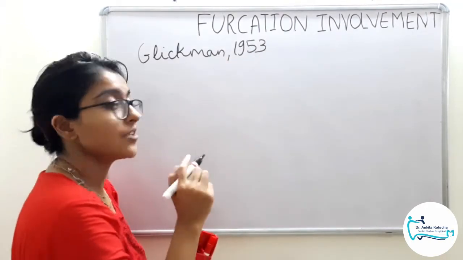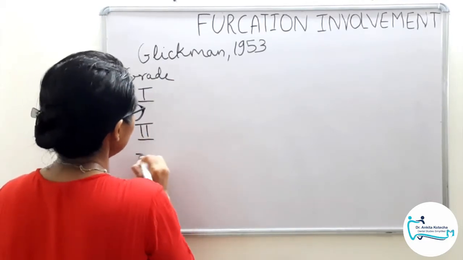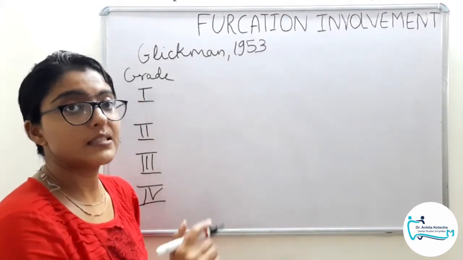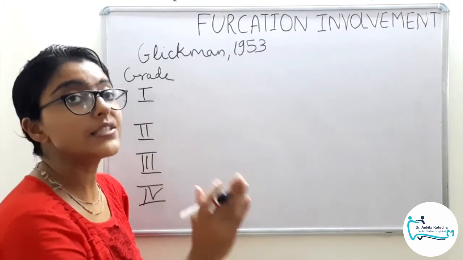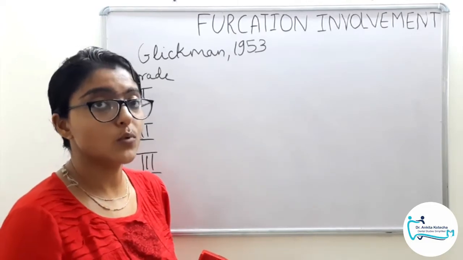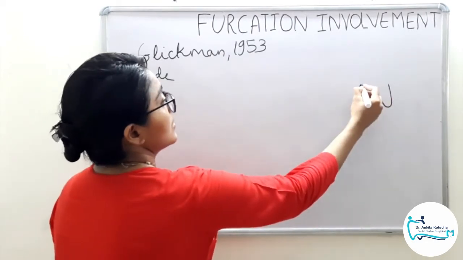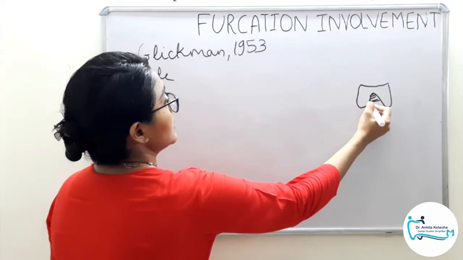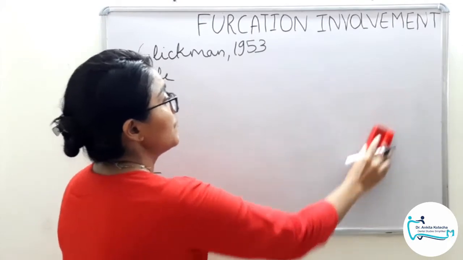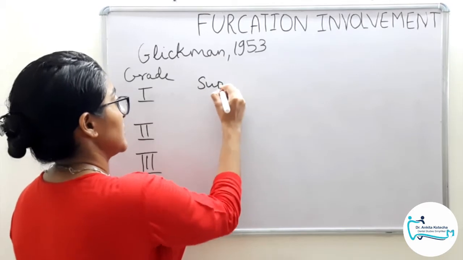He has classified furcation involvement into 4 grades: grade 1, 2, 3 and 4. Mainly Glickman has considered horizontal component, that is the interradicular bone level. Remember, I am not talking about interdental bone but the interradicular bone, that is in between the roots. Clear? We are talking about this bone level and not in between the teeth, that is interdental. Clear? So to begin with, grade 1 has only suprabony pocket.